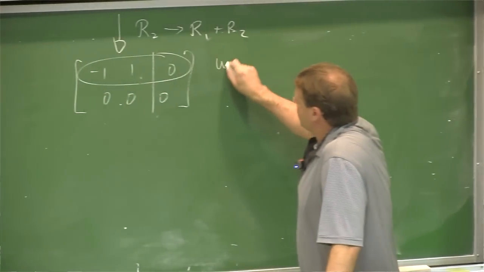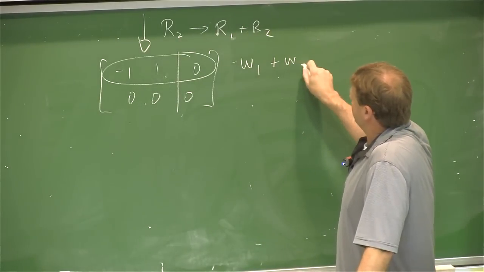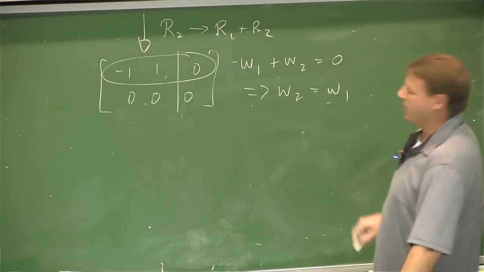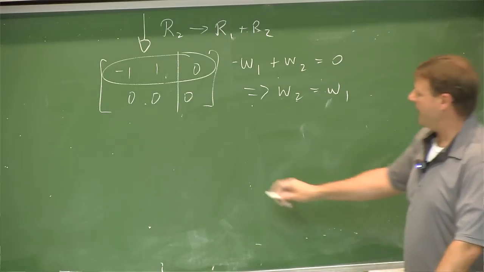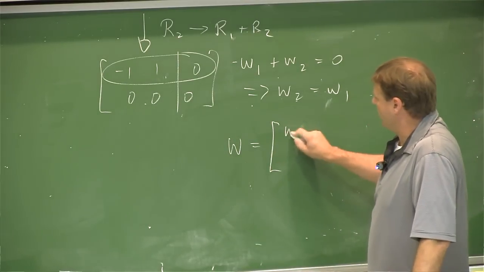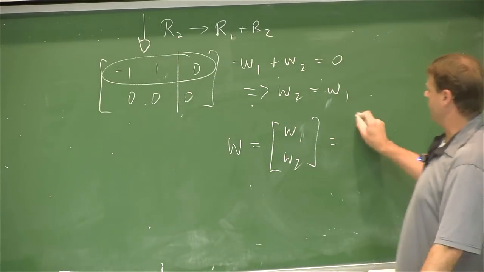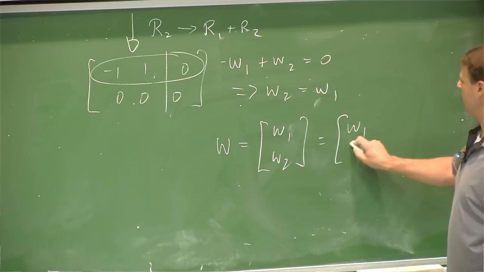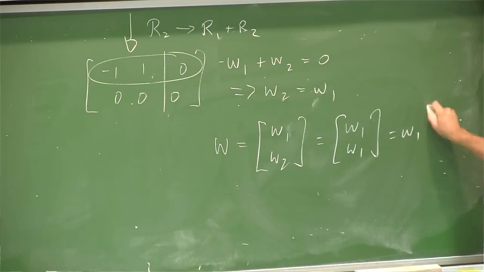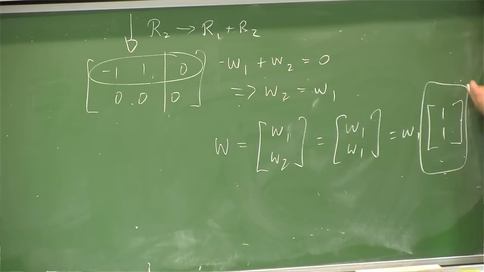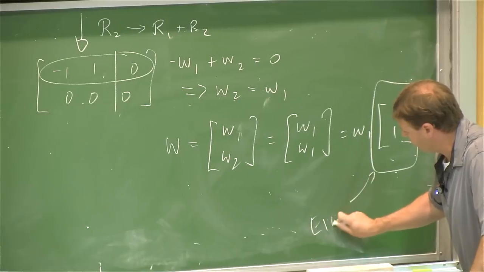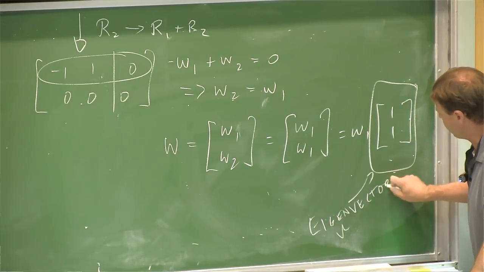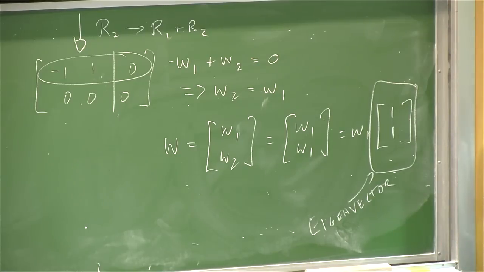So this says that negative W1 plus W2 equals 0, which then says that W2 is equal to W1. So now the vector I'm interested in, W, that's W1, W2. Well, I have another name for W2. I can just call it W1. And there's your eigenvector.